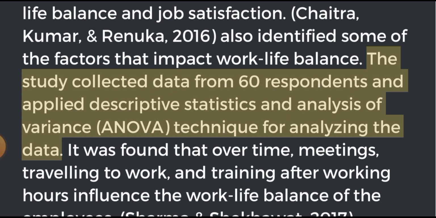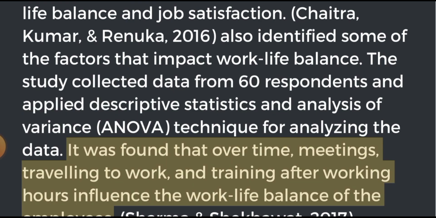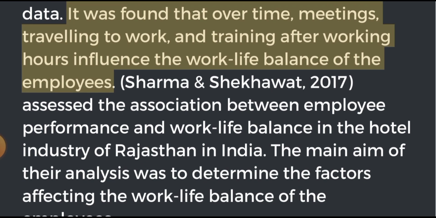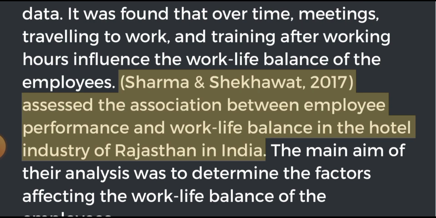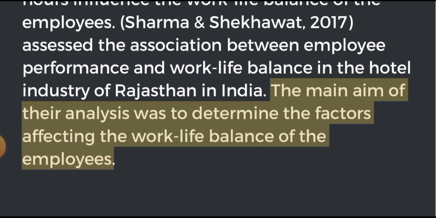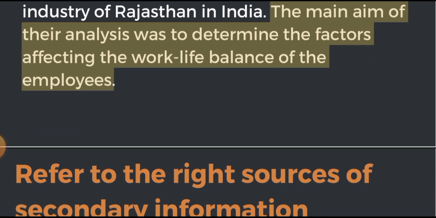The study collected data from 60 respondents and applied descriptive statistics and analysis of variance (ANOVA) technique for analyzing the data. It was found that overtime, meetings, traveling to work, and training after working hours influence the work-life balance of the employees. Sharma and Shekhawat (2017) assessed the association between employee performance and work-life balance in the hotel industry of Rajasthan in India. The main aim of their analysis was to determine the factors affecting the work-life balance of the employees.